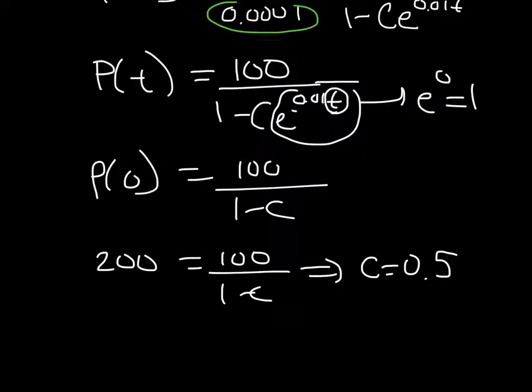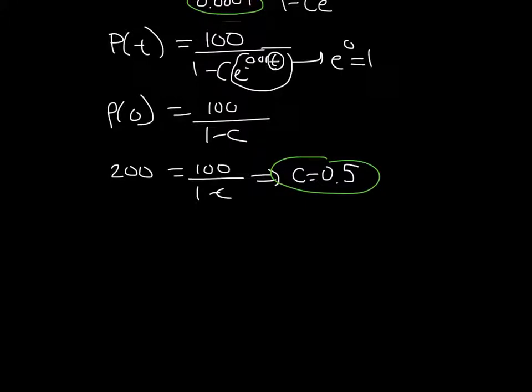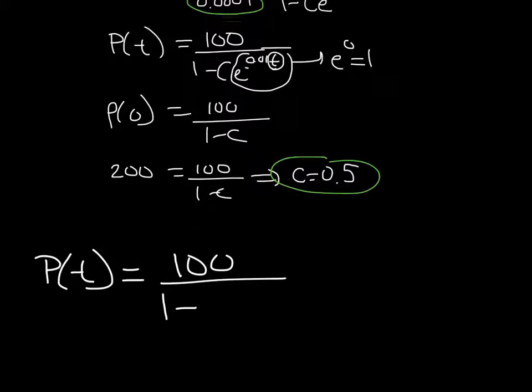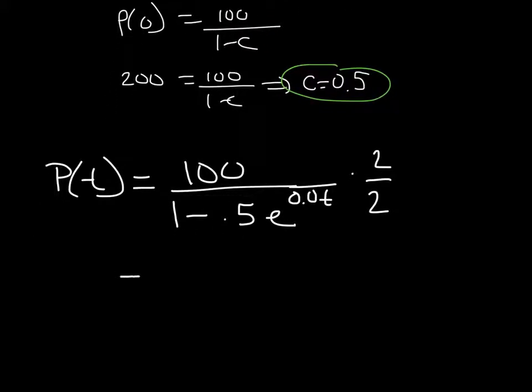So I have found my a and my c, so I can definitely input that into my model. And so we are left with P of t equals 100 divided by 1 minus a half e to the delta t. This is fine, if you have this model it's not wrong. I'm just going to go ahead and multiply by 1 just to make this look a little nicer.